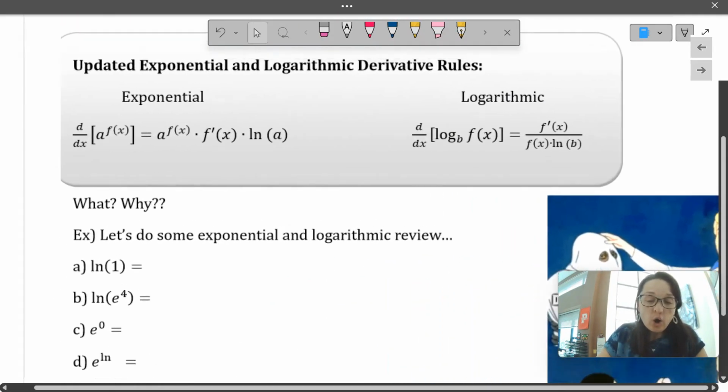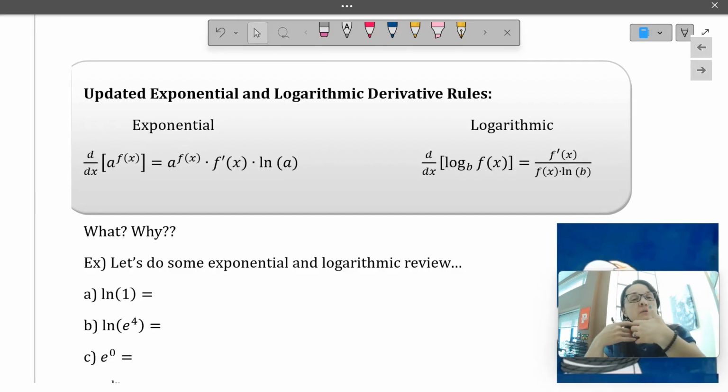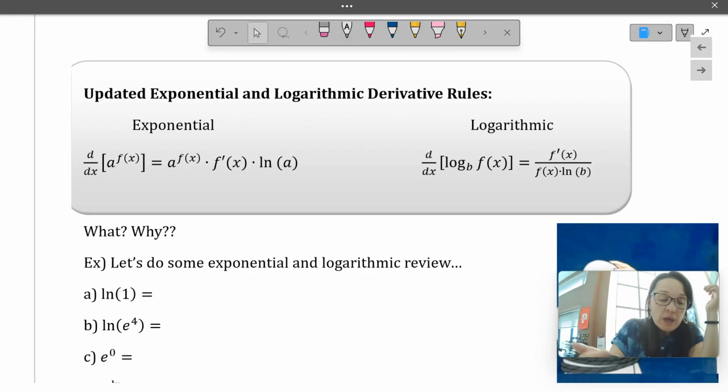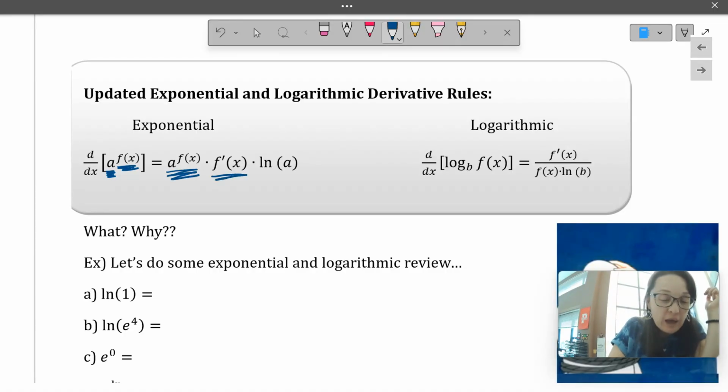We now are going to also need to know the derivatives of exponential and logarithmic things that aren't base e. So instead of e to the x, what if you had 4 to the x or 9 to the x? If you want to take the derivative of a to the f of x, where a is any number, including e, the derivative of a to the f of x is still itself times the derivative of the exponent, but then also times the ln of the base.